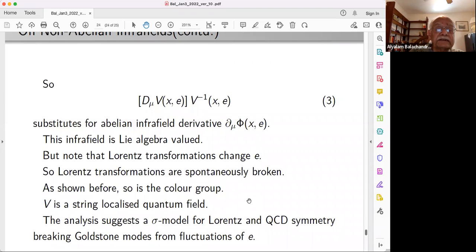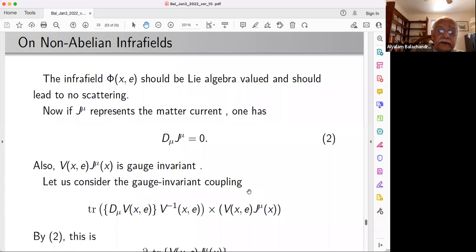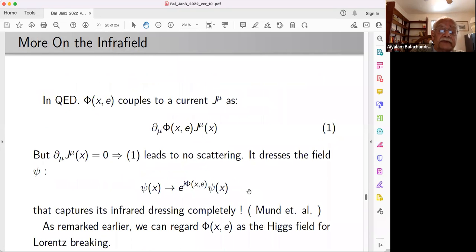Again, the Lorentz transformation changes this E. So the Lorentz transformations are spontaneously broken. And so is the color group I told before. So this V is an example of a string localized field. So I go back. Why is it called a string localized field?